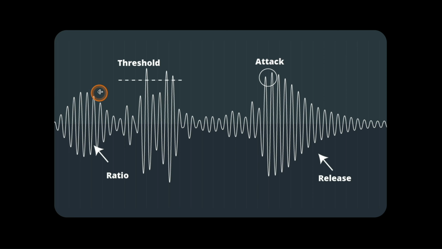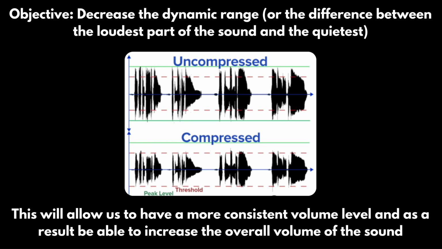So what we're doing is we're saying, hey, once sound gets this high, let's turn it down. And we don't just want to turn it down all the way, because that's going to sound unnatural and squish the sound. So to make it sound more natural, we're using a threshold and a ratio. We're saying once it gets past this amount, let's turn it down by like half. And again, the attack is how fast it starts turning down, and the release is how fast it lets go after. Again, the objective is to decrease the dynamic range, or the difference between the loudest part of the sound and the quietest part.